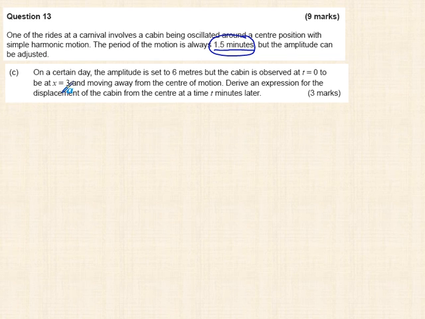On a certain day, the amplitude is set to 6 meters, but the cabin is observed at t equals 0 to be at x equals 3 and moving away from the center of motion. Derive an expression for the displacement of the cabin from the center at time t minutes later. So what we're saying is that this is the center of motion. The amplitude is 6. So we could start off with x equals 6 sine.